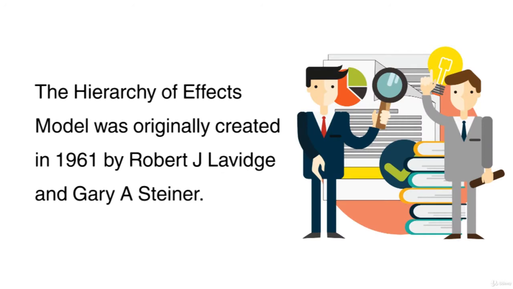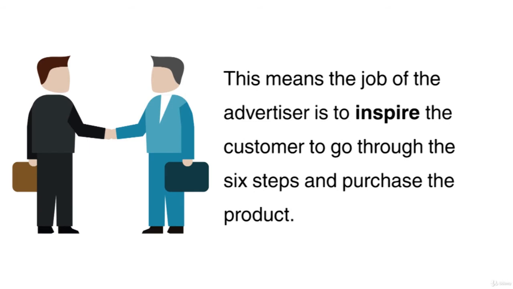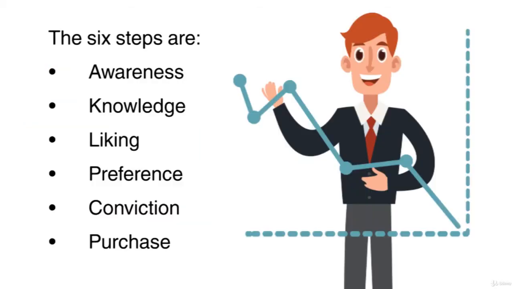The hierarchy of effects model was originally created in 1961 by Robert J. Lavidge and Gary A. Steiner. This marketing model was designed to highlight that there are 6 steps from viewing a product advertisement to making a product purchase. This means the job of the advertiser is to inspire the customer to go through the 6 steps and purchase the product. The 6 steps are awareness, knowledge, liking, preference, conviction, purchase.